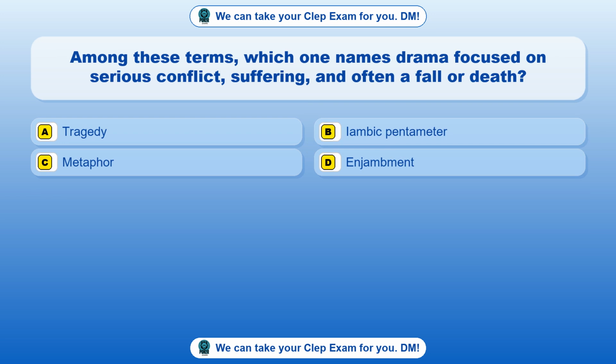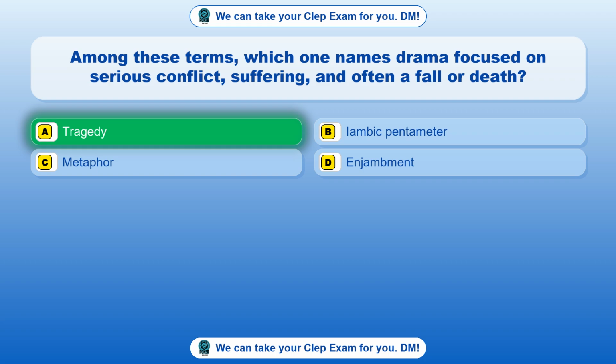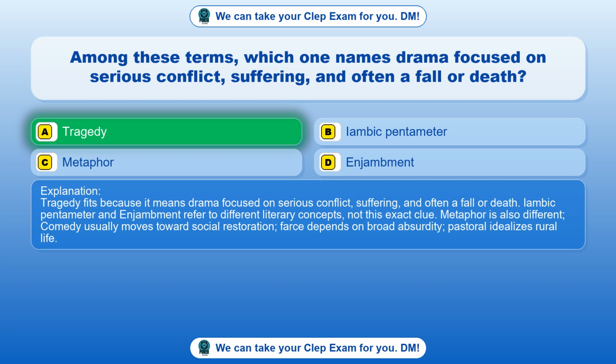Question 61. Among these terms, which one names drama focused on serious conflict, suffering, and often a fall or death? Option A. Tragedy. Option B. Iambic pentameter. Option C. Metaphor. Option D. Enjambment. The correct answer is option A. Tragedy. Tragedy fits because it means drama focused on serious conflict, suffering, and often a fall or death.